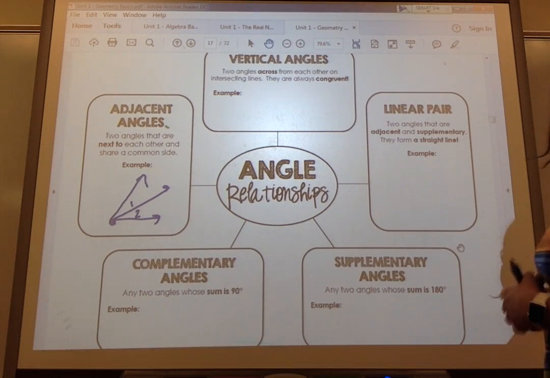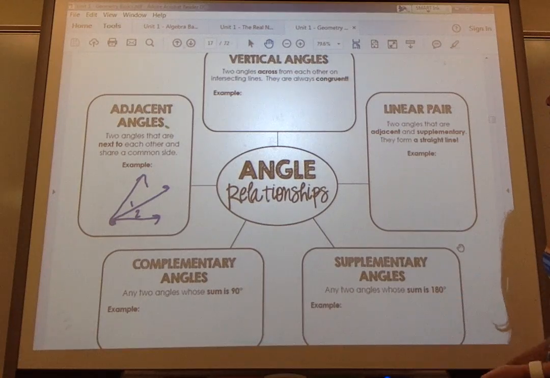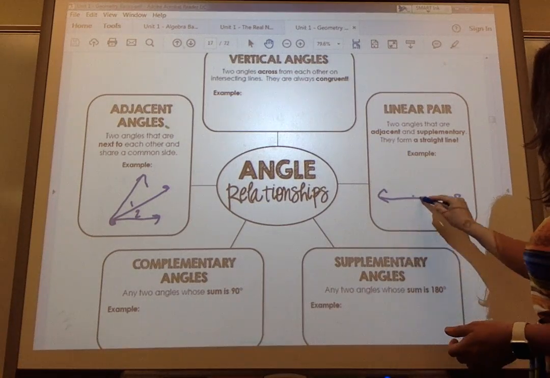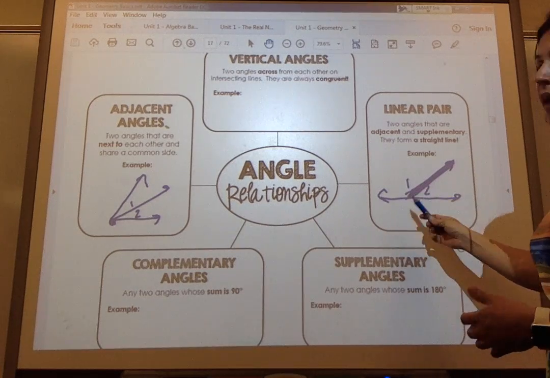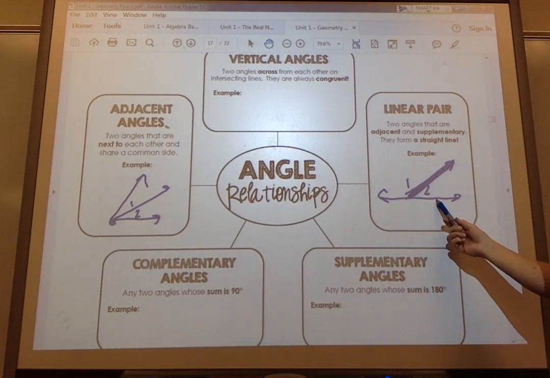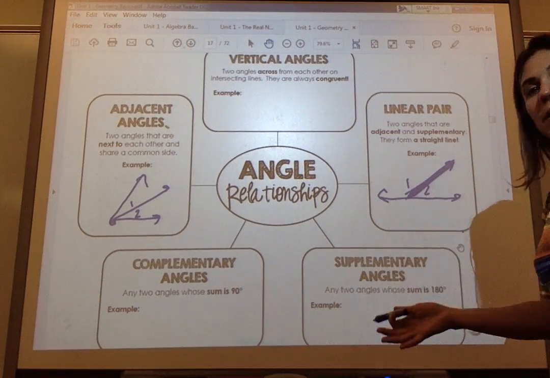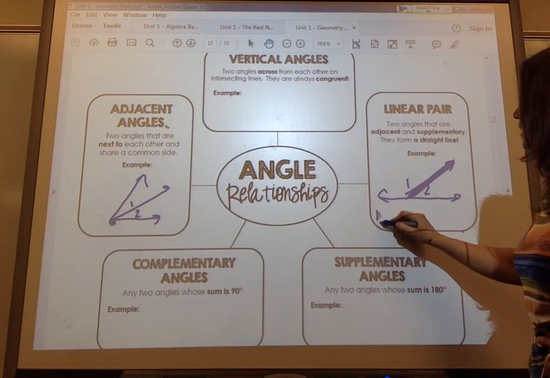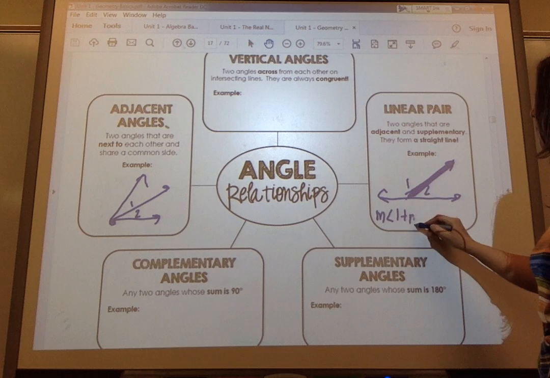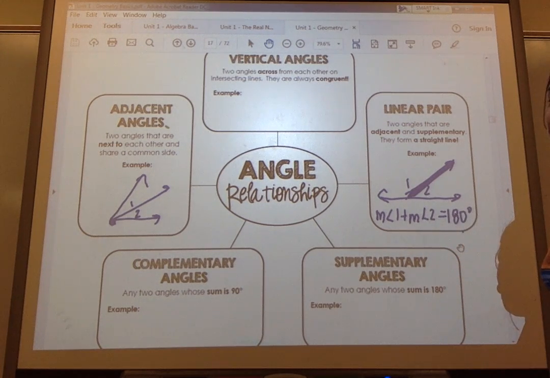Linear pair is exactly what it's saying. It's a pair of angles, 2, that form a line. So, angles 1 and 2, these are a linear pair, and if I said that they form a straight line, how many degrees are in a straight line? 180. So mathematically, I could say that the measurement of angle 1 plus the measurement of angle 2 is going to be equal to 180 degrees. Do you see that relationship?